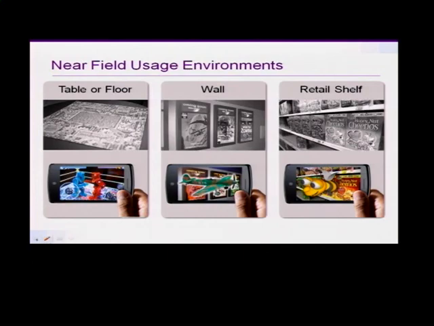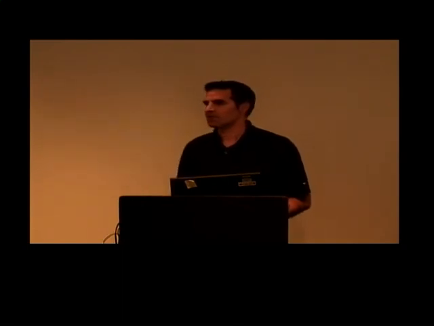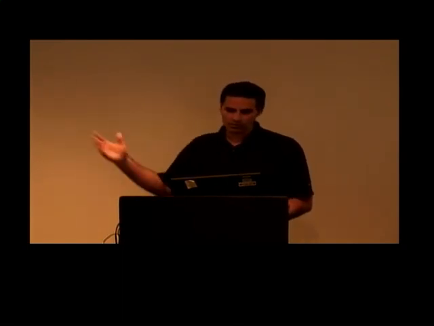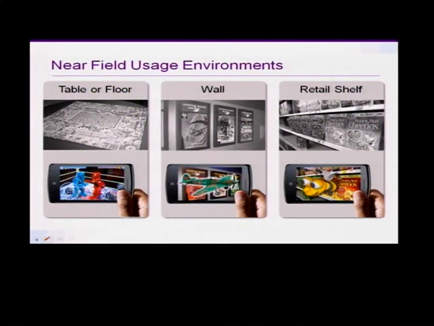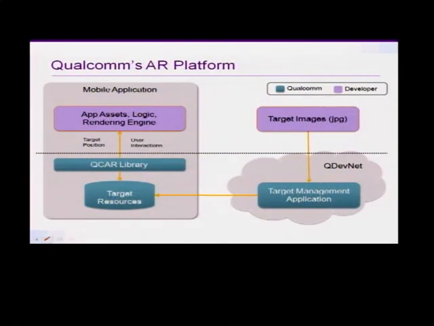Okay. So as you can see, the solution is near-field based, basically anything within a short distance. Could be an image on a table or on the floor, a wall, or packaging on a retail shelf. So what are the components of the platform? We have 2 main components.